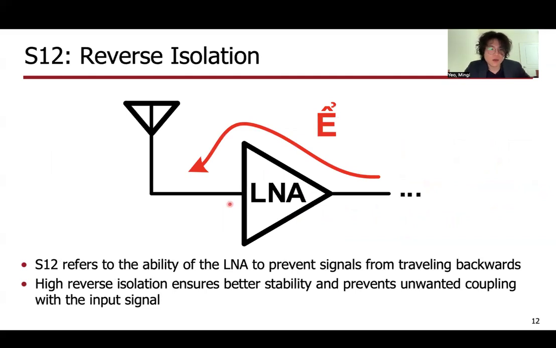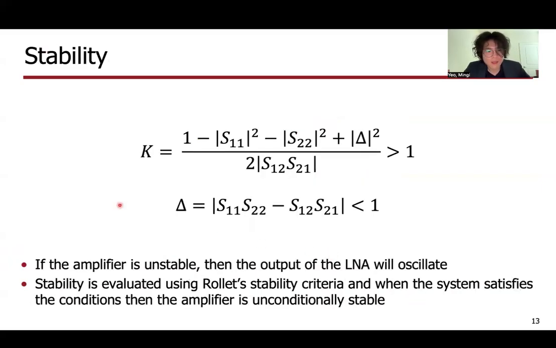S12 refers to the ability of the LNA to prevent signals from traveling backwards from the output to the input. This is supposed to be a frowny face, but we want high reverse isolation to ensure better stability and to prevent any unwanted coupling between stages. The LNA needs to be stable to function properly. Otherwise, the output of the LNA will oscillate, which would lead to system failures.